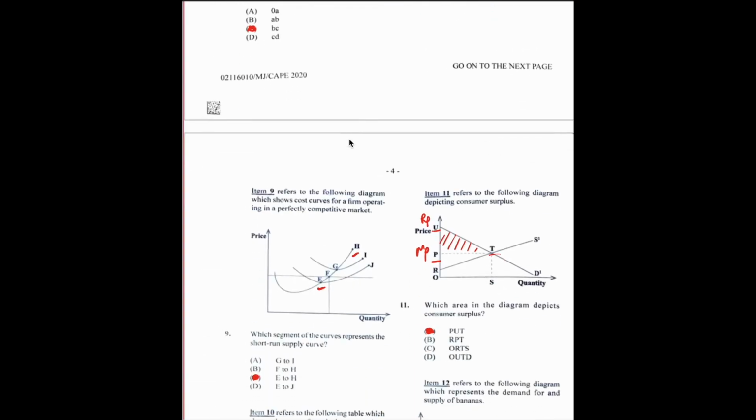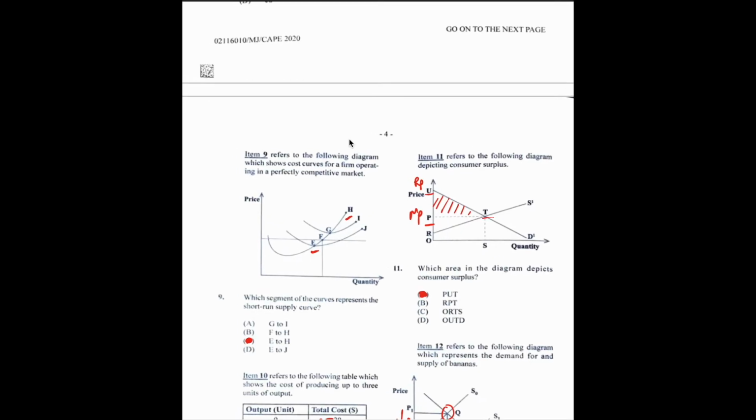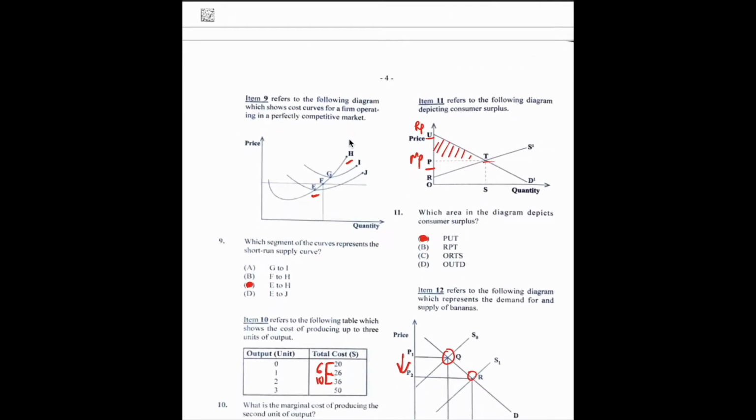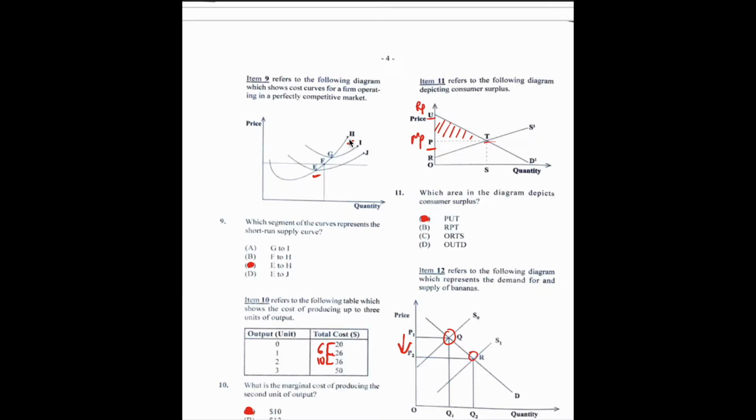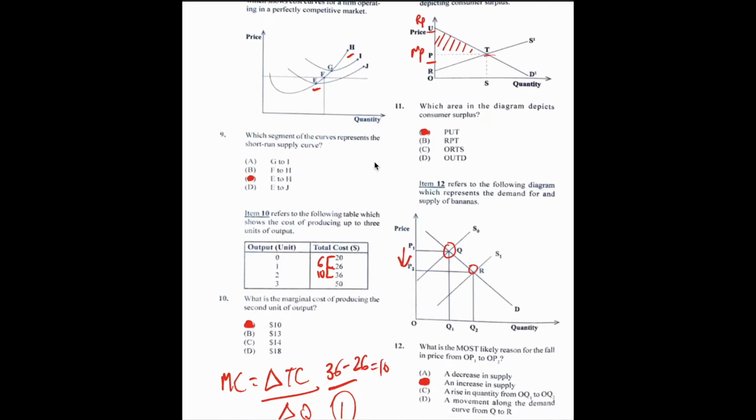Okay, moving on to 9. It says which segment of the curves represents the short run supply curve, and that's C, from E to H. All right, from E to H.